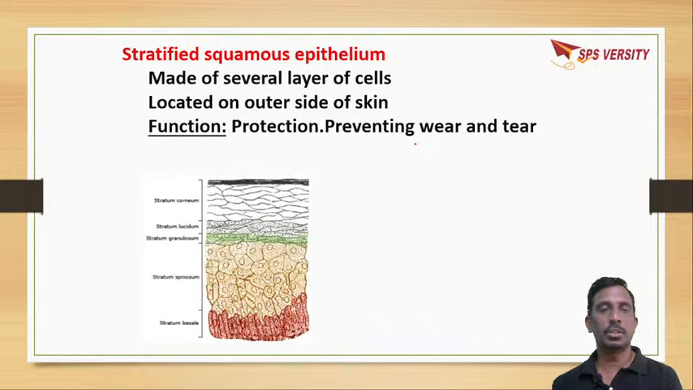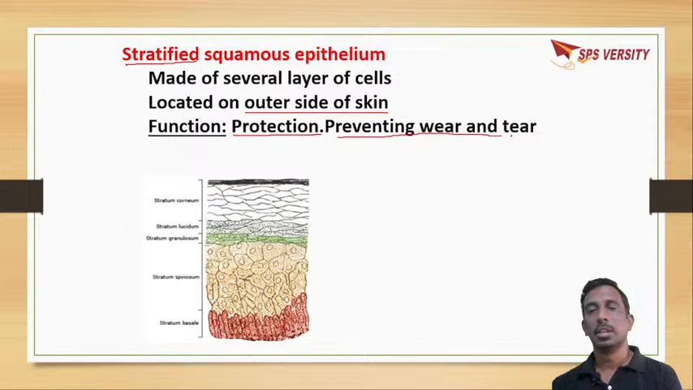We have the last one of squamous epithelium, that is stratified squamous epithelium. Stratified means which is made up of many layers. It is present outside the skin, which is meant for protection, preventing wear and tear during physical work. To prevent wear and tear, this stratified squamous epithelium is useful.